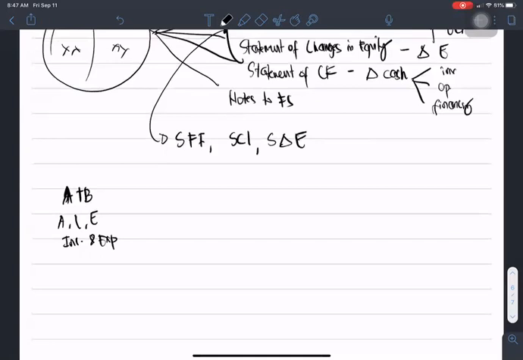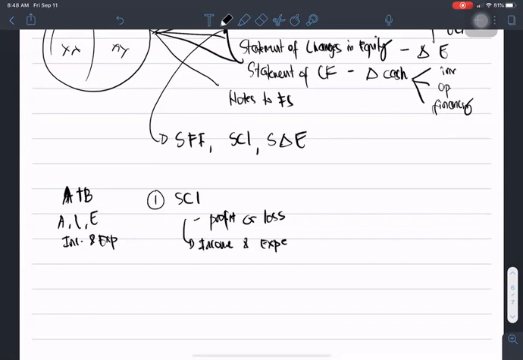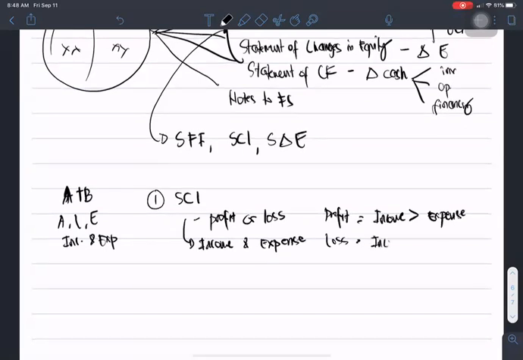The first thing that you need to prepare is the statement of comprehensive income to compute for the profit or loss. And what are the items of your statement of comprehensive income? We have your income and your expense. So under your income and your expense, of course, we compute for any profit or loss. So when can we say there is a profit and when can we say there is a loss? There is a profit if ever the income is greater than your expense. There is a loss if your income is lesser than your expense. Okay, so you first prepare a statement of comprehensive income.